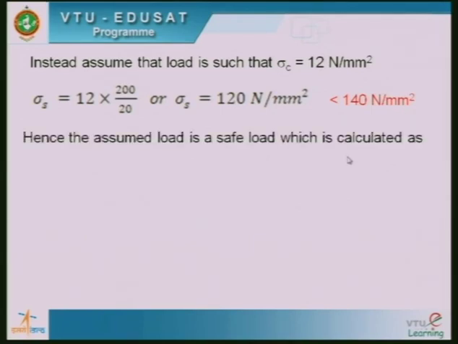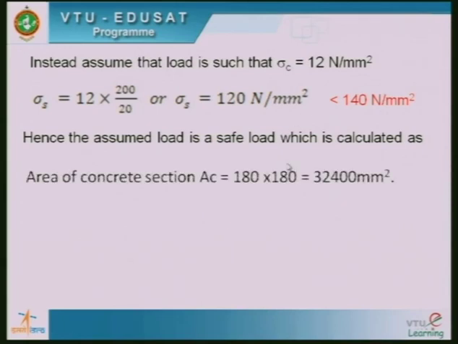Therefore, what should be the assumed safe load? The safe load should be such that the stress in concrete is limited to 12. If we limit the stress in concrete to 12, the stress in steel will be 120, which is less than 140. This is also not exceeded. Therefore, the load is a safe load. Like this, we will establish the condition. Based on this condition, let us work out like this.